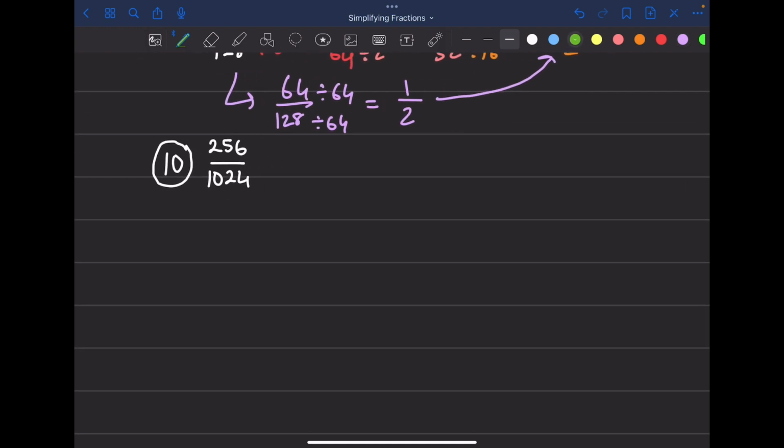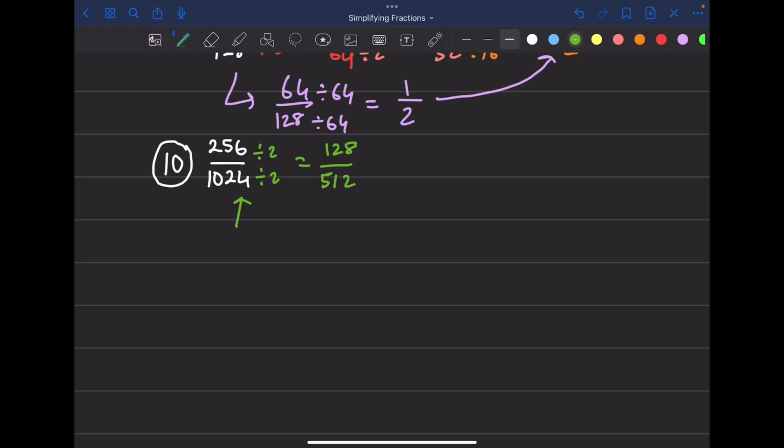Question number 10, last question. So I can already tell you that I can divide this by 256 like that because I've done this before. But let's say you didn't notice that. So let's do it the slower way. So they are both even numbers once again. So let's divide this by 2 and divide this by 2. 256 divided by 2 is 128. And then 1024 divided by 2 is 512.